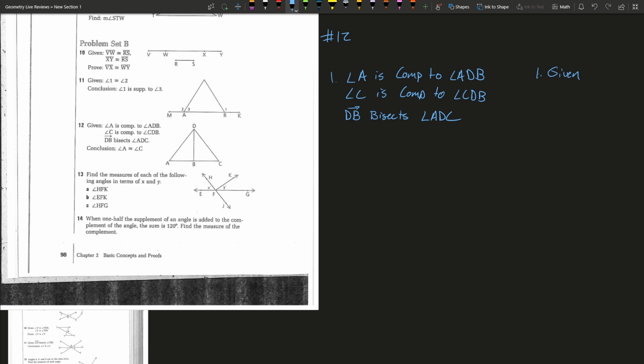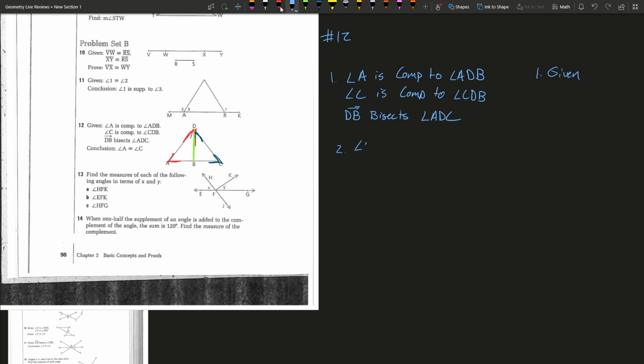Okay. We'll do this again. This might be a little bit too hard, but it's using things that we just went over. Given statement, just repeating everything that's given. Angle A is complementary to angle ADB, so those two added together are 90. Angle C is complementary to CDB, so those two added together are 90. And line segment DB splits this angle in half. We're just using everything that's given, and we're trying to prove that angle A is equal to angle C.